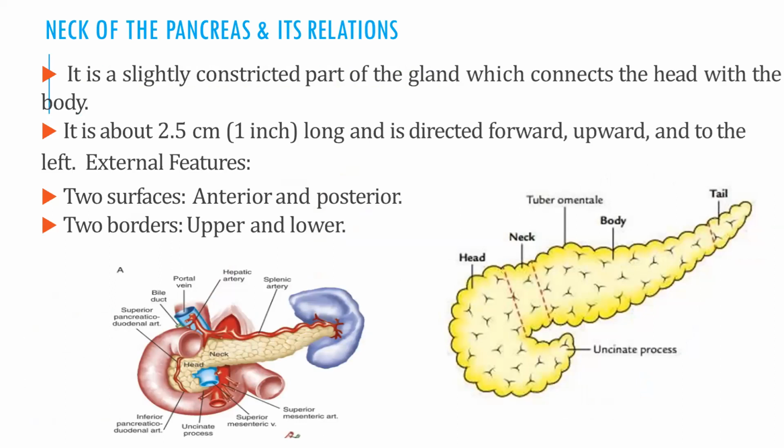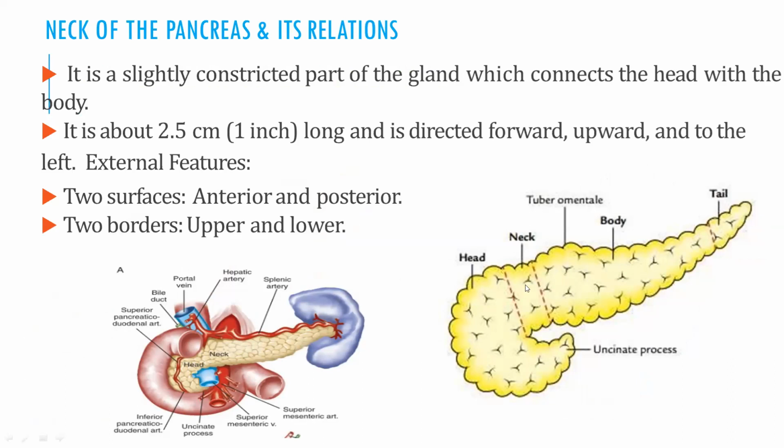And then the second part of the pancreas, that is the neck of the pancreas. It is a slightly constricted part of the gland which connects the head as well as the body of the pancreas. You can see here, this is the head of the pancreas, neck of the pancreas, body as well as tail. You can see here the uncinate process, and the neck is a constricted part of the gland which is going to connect the head as well as the body of the pancreas.